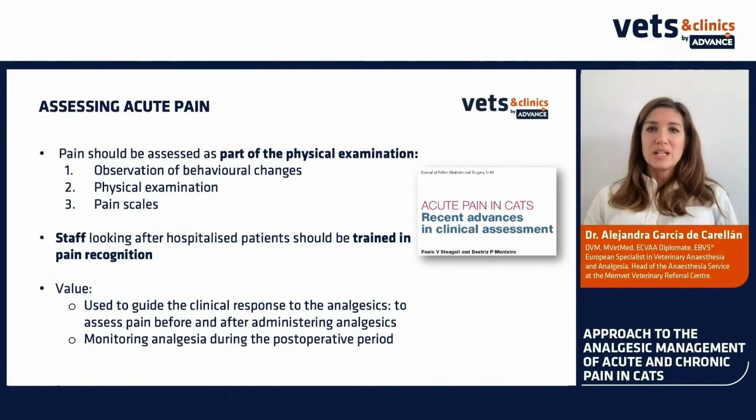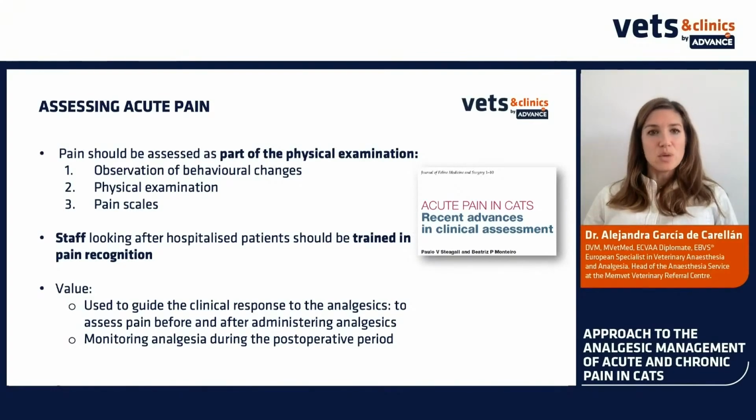So acute pain is a little bit easier than chronic pain assessment. Pain should be assessed as part of the physical examination of any hospitalized patient or any patient in the consult. We should try to observe the behavioral changes that they will show us when they are in pain. Obviously, we will do a complete physical examination, and we have pain scales designed for feline patients. The staff looking after hospitalized patients should be trained in pain recognition.